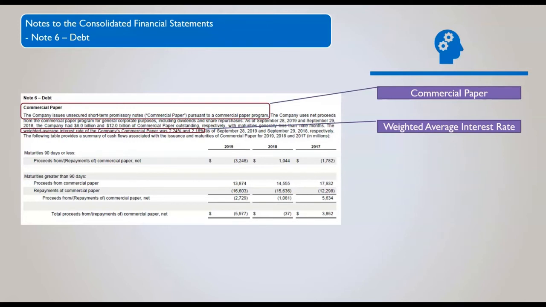Weighted average interest rates. You can see that the weighted average interest rates for Apple's commercial paper were 2.24% and 2.18% as of September 28, 2019. Another way of looking at this is that in order to borrow this cash, Apple had to pay interest of a little over 2% to get this financing.